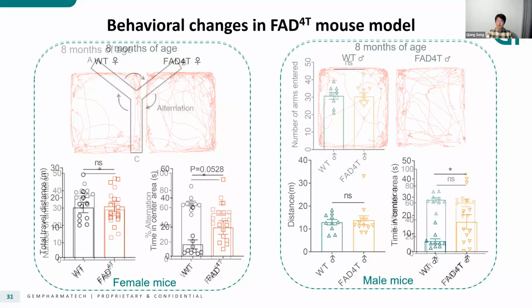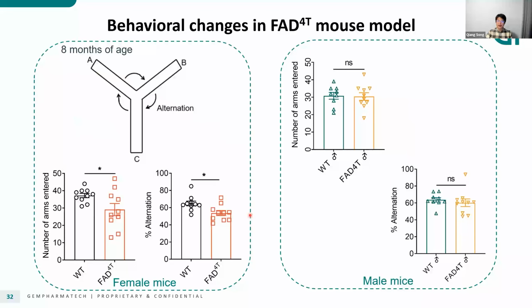And we also set up the Y-maze test to detect the spatial learning and memory changes in FAD40 mice. And here are the statistical results, which indicate the spatial learning working memory has decreased in the 8 months old female FAD40 mice, but not in the male group.